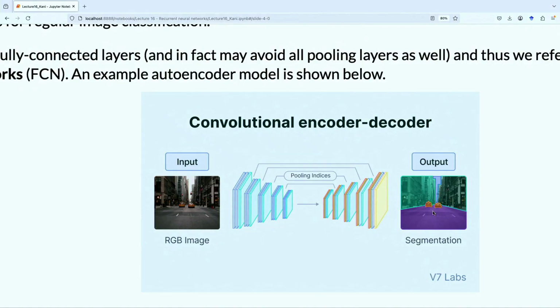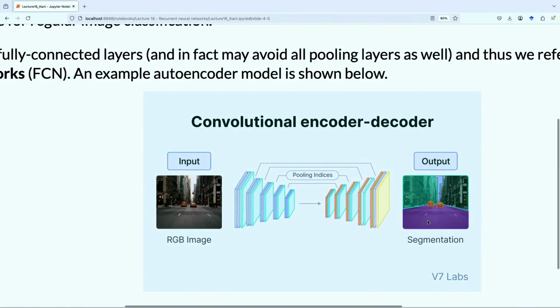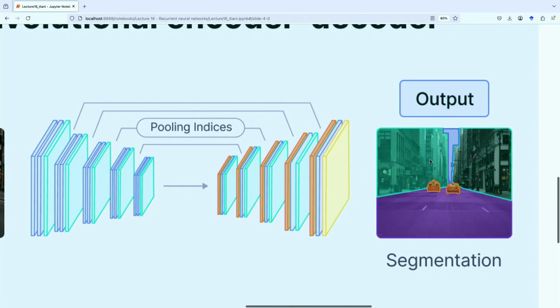Basically, you break up the image so that every group of pixels represents a different type of object. So in the example again, you see a bunch of buildings, you see a road, you see some cars, and the sky.